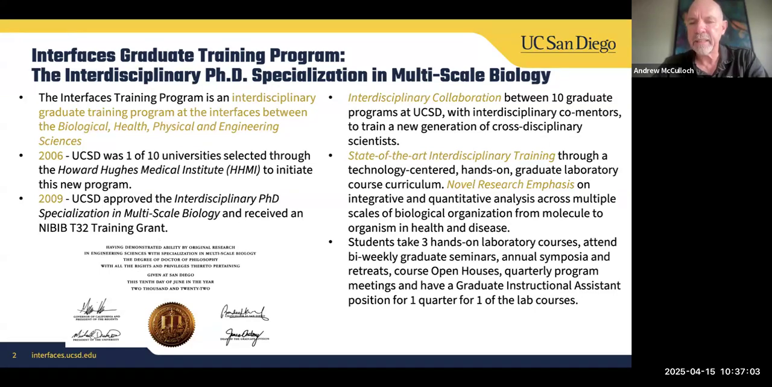We also have some events: bi-weekly graduate seminars, an annual symposium and retreat, open houses for the courses, quarterly meetings, and an expectation that students in the specialization will participate as instructional assistants in one of the lab courses that we offer.